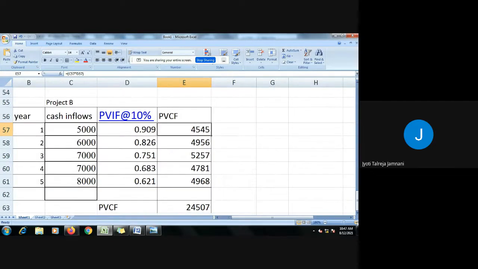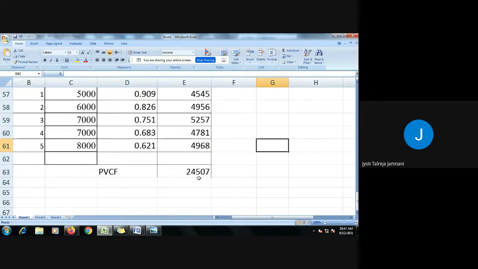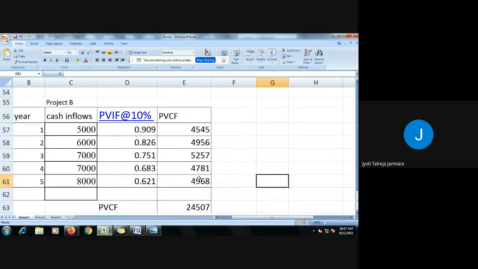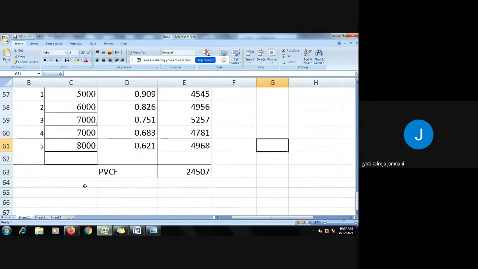So we do it for every year. Okay, and then the total of it will give you the present value of cash flows, minus 20.